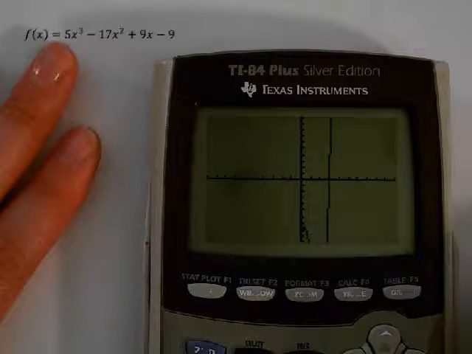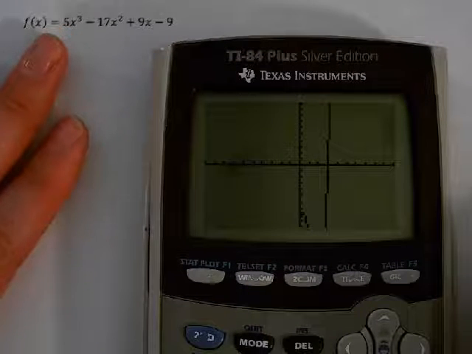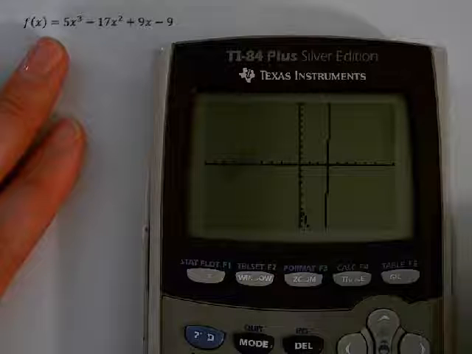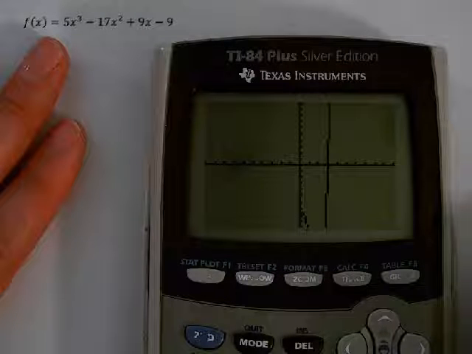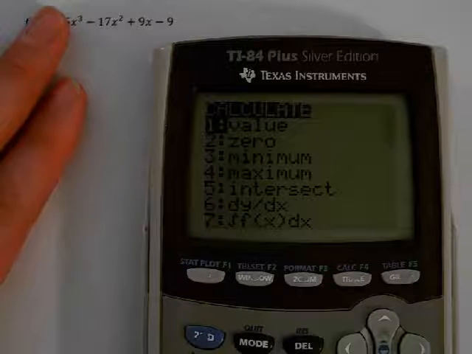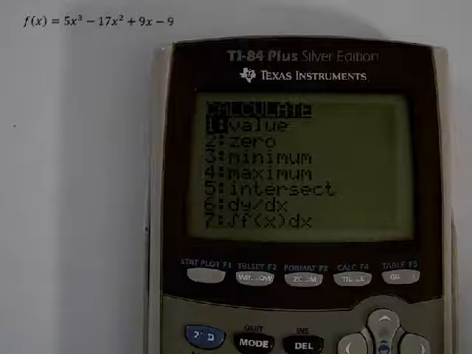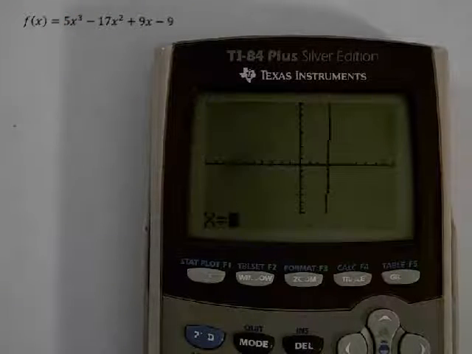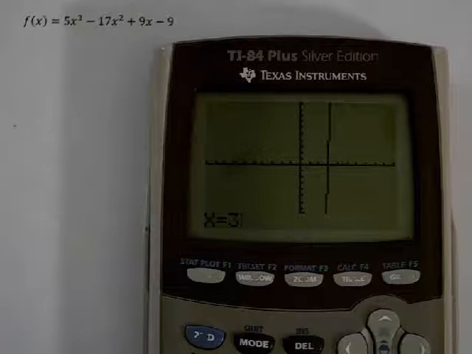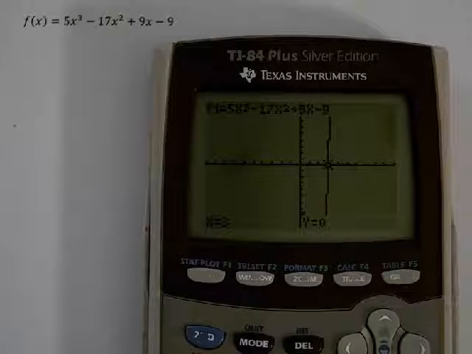Okay, so I'm just going to verify that it's 3. And I can do that by going to my menu. Anyone remember how we get to our menu? Where's our menu that has all the different things we can find? Second trace. So I go second trace, and I'm going to do option number 1, which lets me plug in any number I want to plug in. And I'm going to plug in 3, and I'm going to make sure if I plug in 3 that the output is 0. Because if the output is 0, then I actually found an x-intercept. So I always do this just to make sure that I actually found it correctly. Make sure I have no typos and stuff like that.